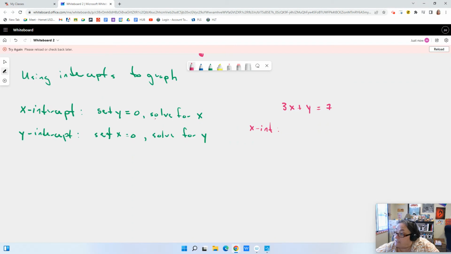All I have to do is set y equal to 0 and solve for x. So that would be 3x plus y, well, that's just 0, equals 7, which is just going to give me 3x equals 7. And then when I divide by 3, I get x equals 7/3. So the x-intercept is 7/3. That means at 7/3, we know that graph is going to cross the x-axis. What would be the y value there?